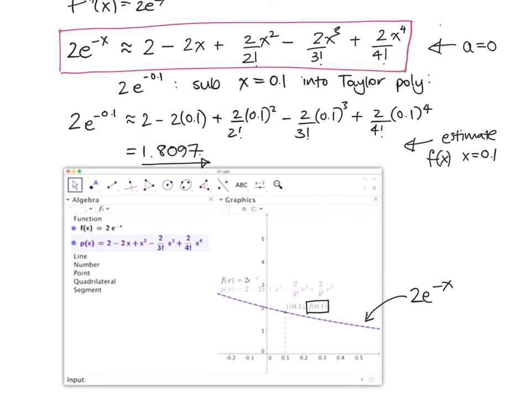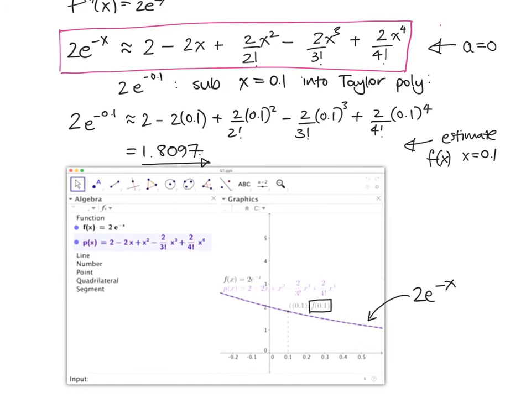So the final thing that we did was we said that the value of our function at 0.1 can be approximated by using the value of our polynomial, which we found at 0.1. And that was the value that we found over there. And as you can see from the picture, we're really going to get an excellent estimate for the value of our function at 0.1.